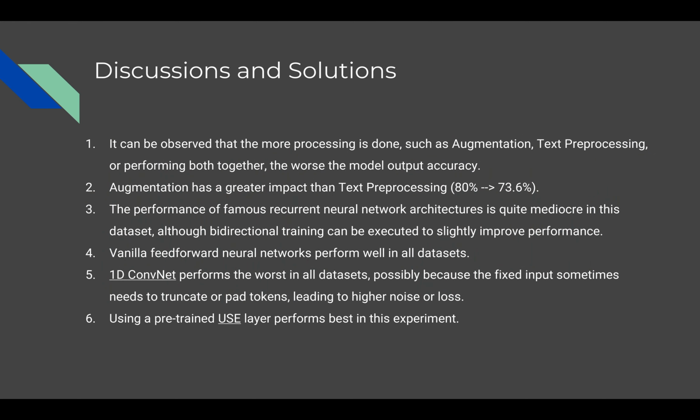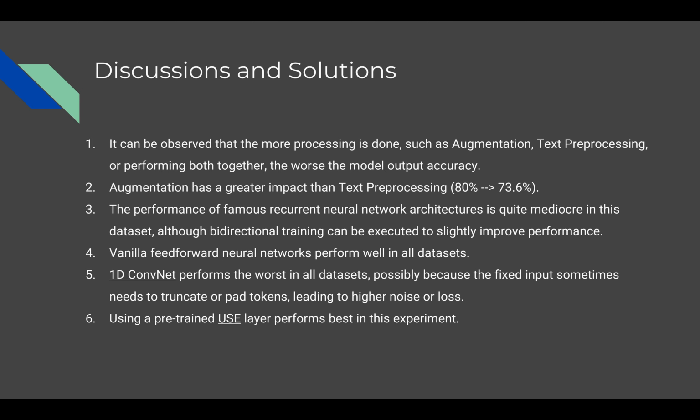During the discussion, it was found that increasing the amount of processing, such as augmentation and text preprocessing, results in a decrease in model accuracy. Augmentation was observed to have a greater impact than text preprocessing, with a decrease in accuracy from 80% to 73.6%. The performance of famous recurrent neural network architectures was found to be mediocre on this dataset, but bidirectional training showed a slight improvement.